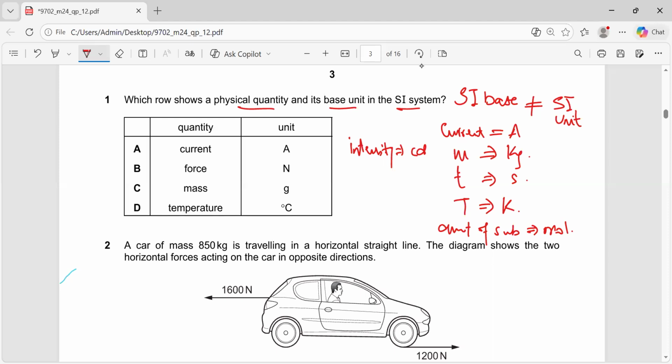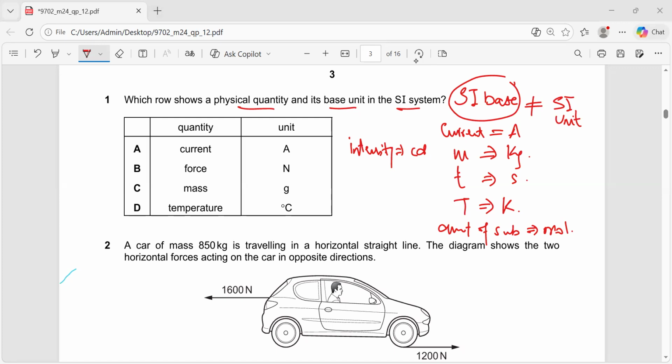So any unit, if it is expressed from these units, will be called an SI base unit. So let's see which of the quantities has an SI base unit. So we know the quantity which is having, let's say, current.